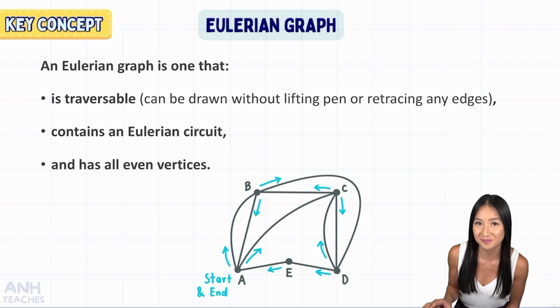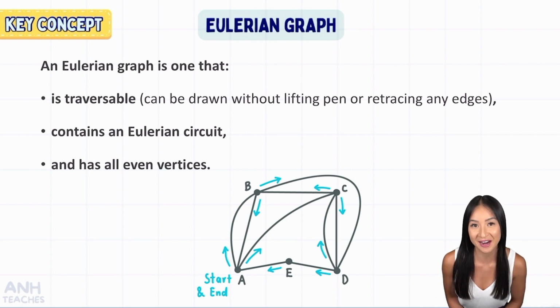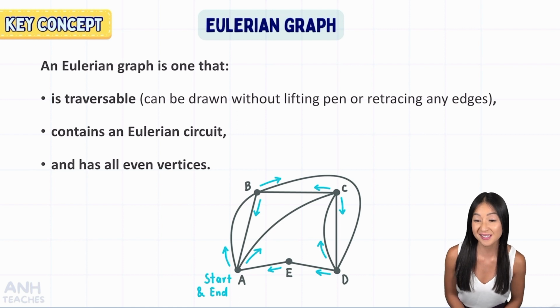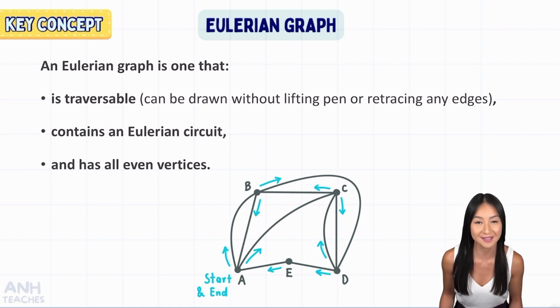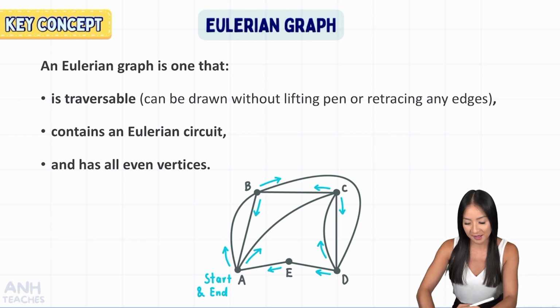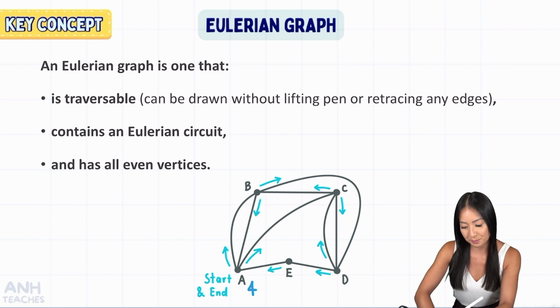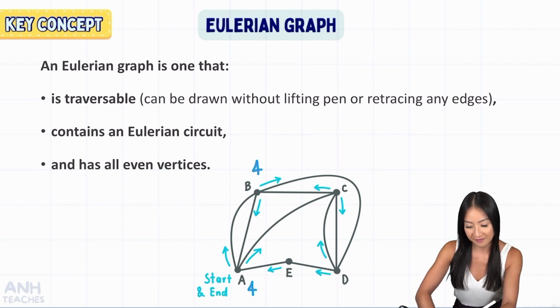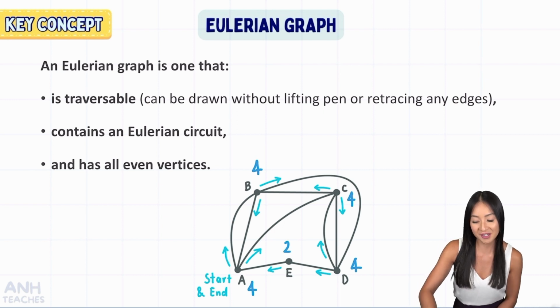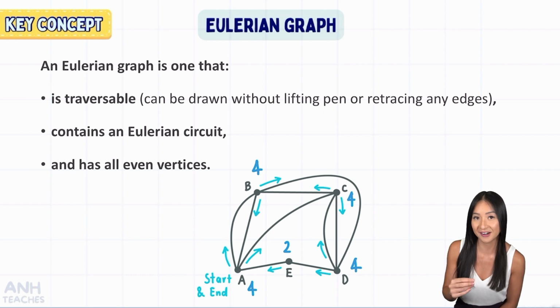And the third condition, which is another one of Leonhard Euler's findings, is that Eulerian graphs have vertices that are all even. On the screen here, I have a graph where I'm going to show you the second and third condition. I'm going to start with the all even vertices. So, starting with vertex A, that has a degree of 4. Vertex B has a degree of 4. Vertex C also has a degree of 4. Vertex D also has a degree of 4. And last but not least, vertex E has a degree of 2. So notice that all of the vertices are even.